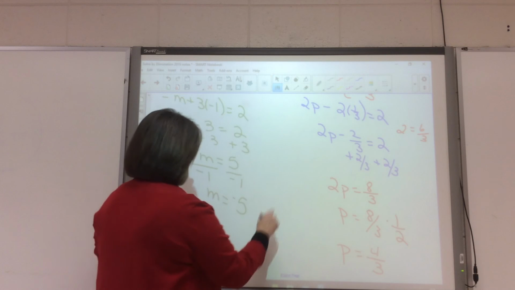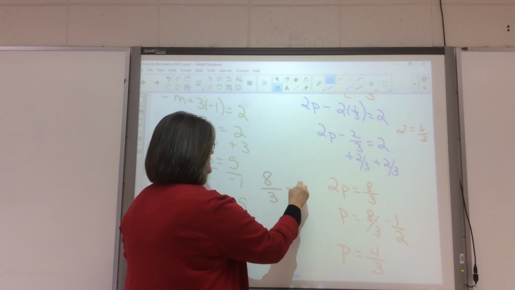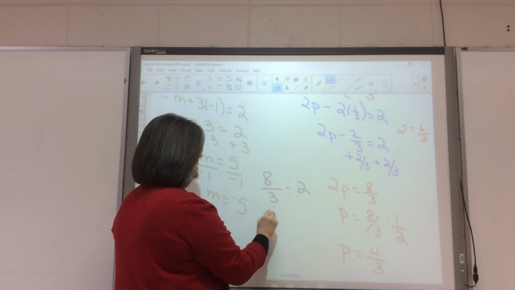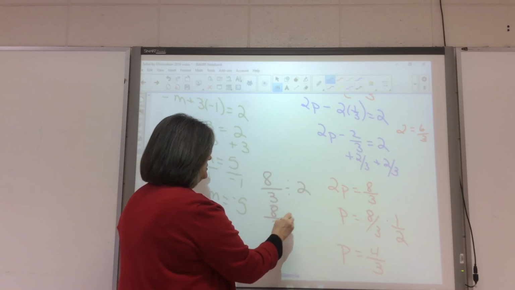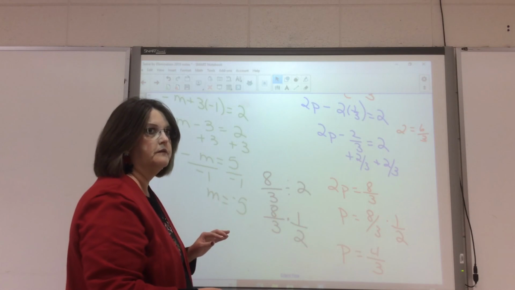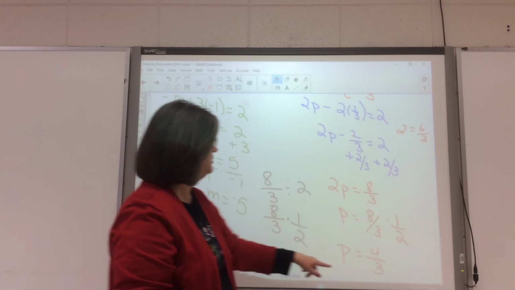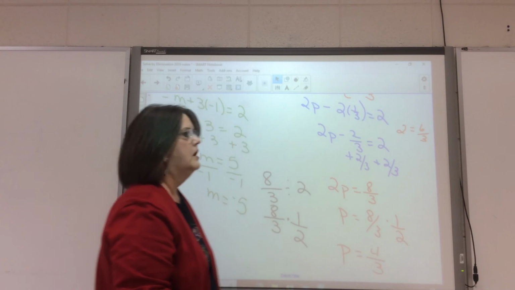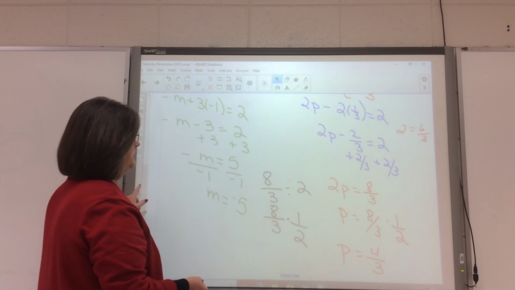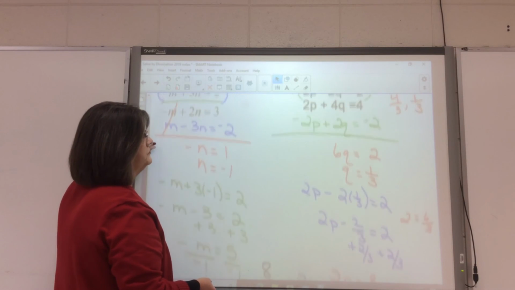Okay, so if I took 8/3 and divided by 2, remember from elementary school, that's the same thing as 8/3 times 1/2. Remember, your teachers taught you to copy times flip. So that's 8 over 6, which reduces to 4/3. All right, so my answer for this one is, the p comes first, 4/3 and 1/3.